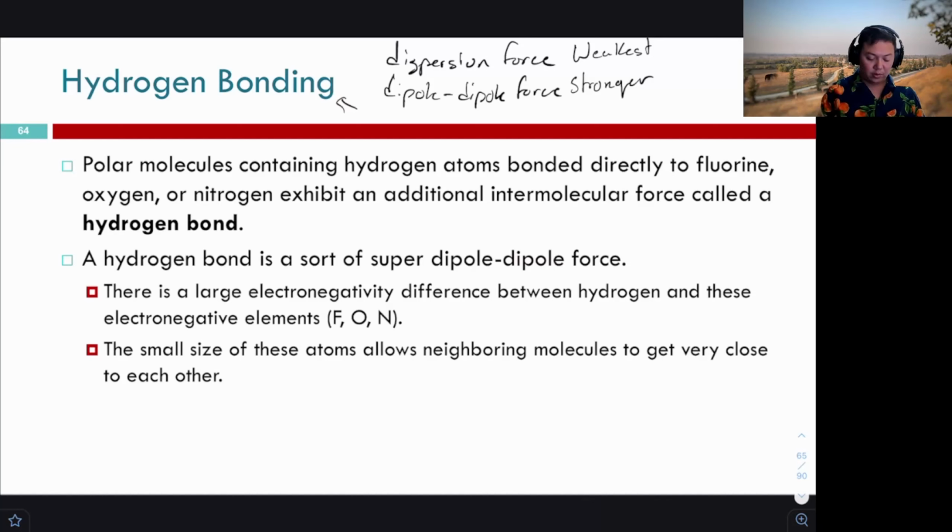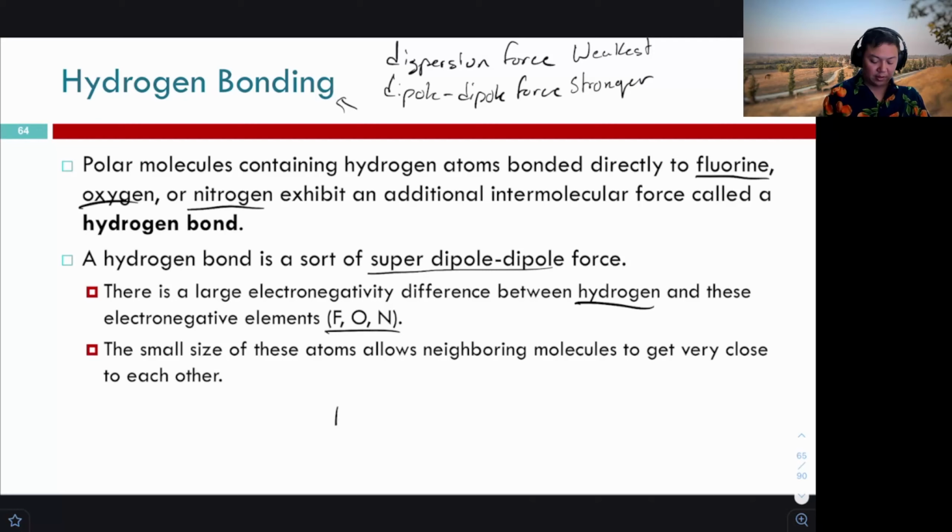So polar molecules containing hydrogen atoms bonded directly, and this is the key, directly to fluorine, oxygen, or nitrogen exhibit an additional intermolecular force called a hydrogen bond. And this is a super dipole-dipole force. Because what happens is there's a large electronegativity difference between hydrogen and these three other elements, fluorine, oxygen, and nitrogen. And the small size of these atoms allows neighboring molecules to get very close to each other.